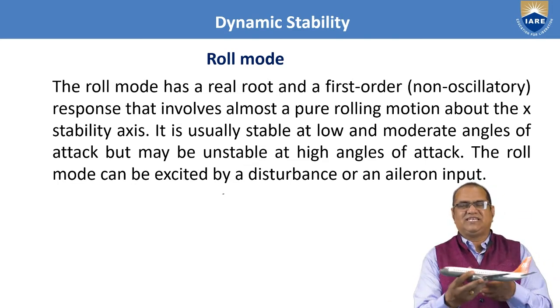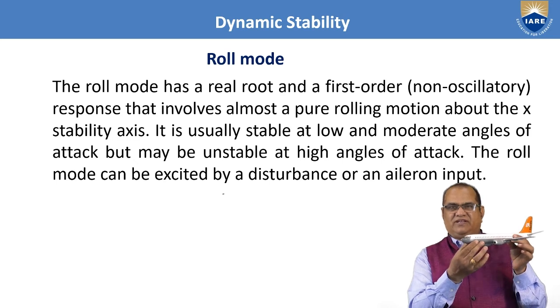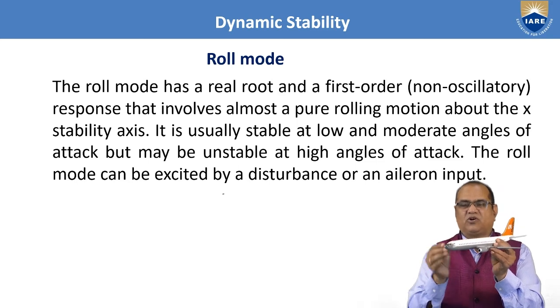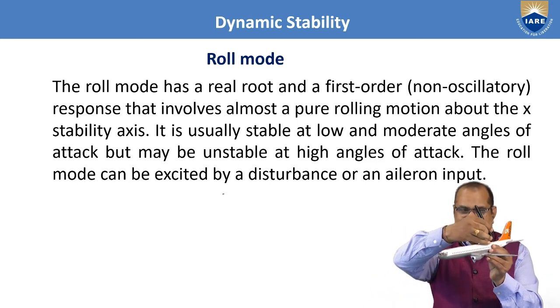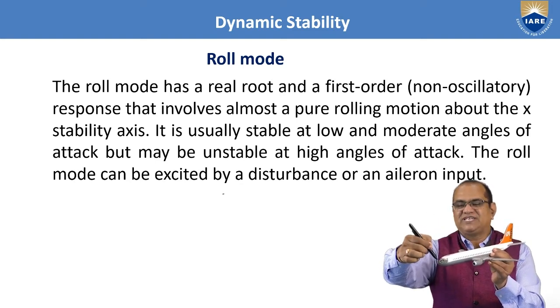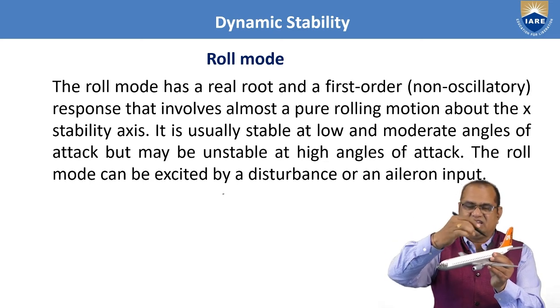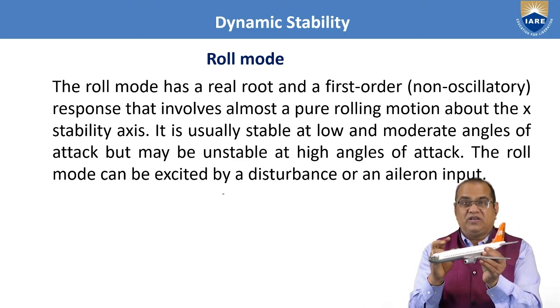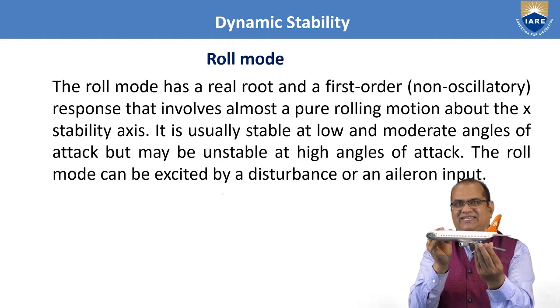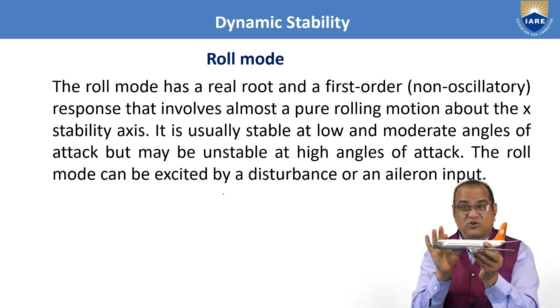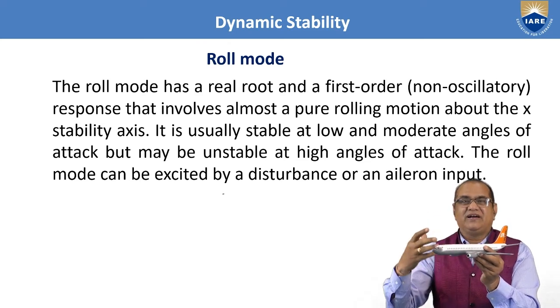Just see here, the aircraft, I want to make a roll. This is the longitudinal axis, or it is also called the x-axis, which is the body axis passing from nose to tail via the center of gravity. If my wings are going up or down about the x-axis, then it is rolling, and this rolling can happen by two means.